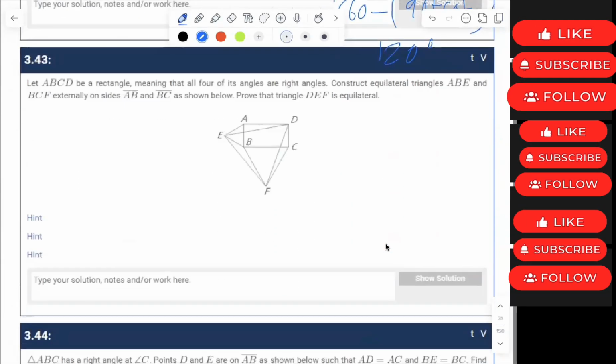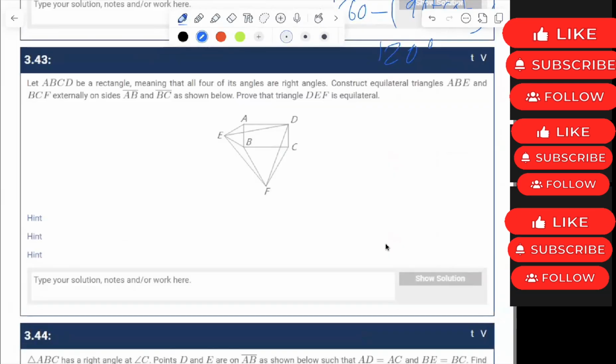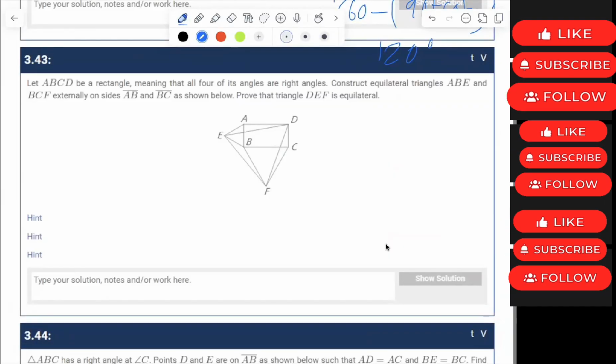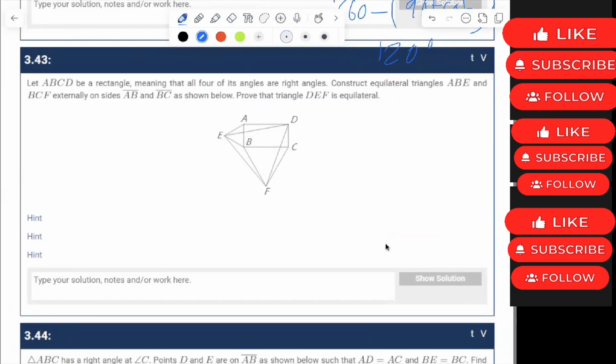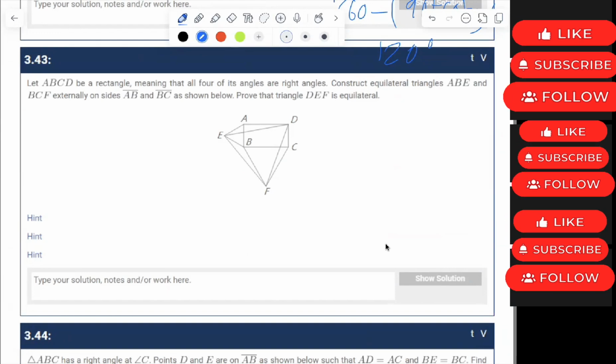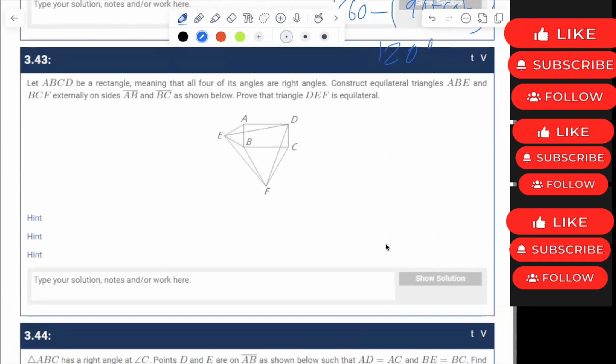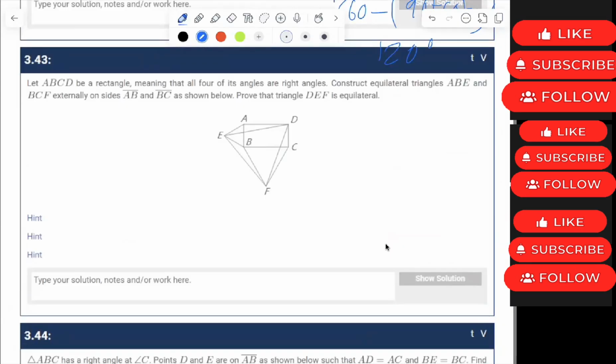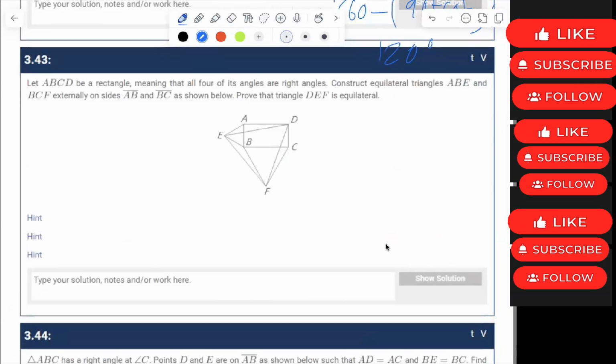Right, now on to 3.43. Let ABCD be a rectangle, meaning that all four of its angles are right angles. Construct equilateral triangles ABE and BCF externally on sides AB and BC as shown below. Prove that triangle DEF is equilateral. I'll ask you to try this question and tell us what you have.